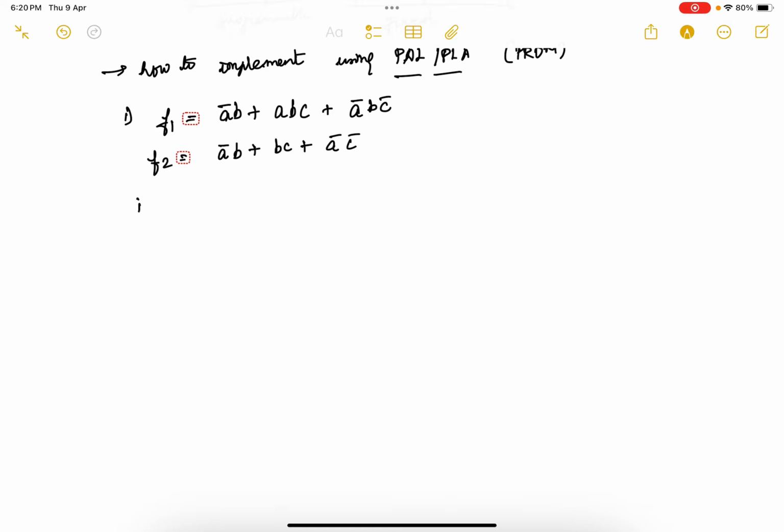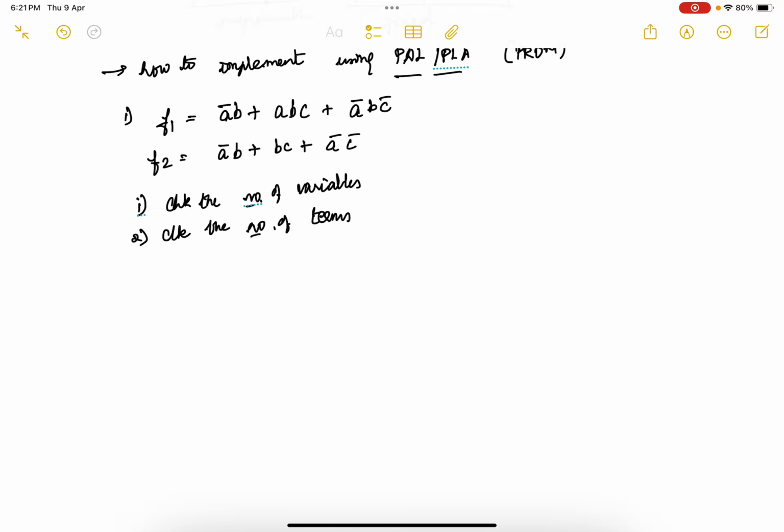So what is the first step in implementing this expression? The first step is we want to check the number of variables. How many variables are there? We want to check it. And the second step is we want to check the number of terms.